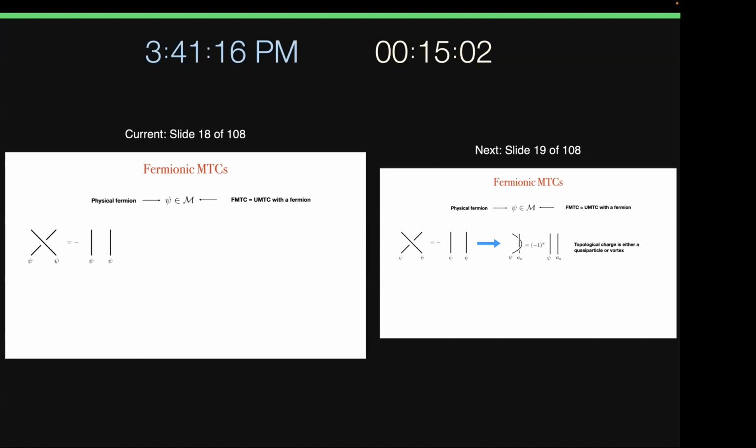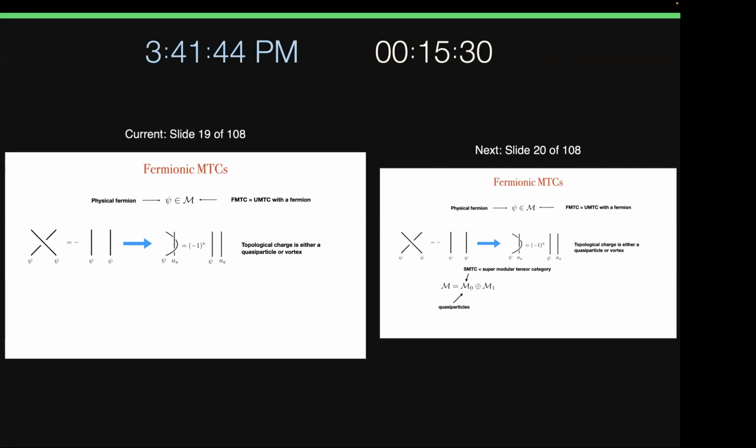And it also has this -1 statistic. So if I braid psi with itself, I'll pick up a minus sign. Because it has Z2 fusion rules and this -1 statistic, this means that every object in our modular tensor category comes with a Z2 grading determined by the full braid with this fermion. So if I perform this full braid, every object will either pick up a minus sign or a plus sign.